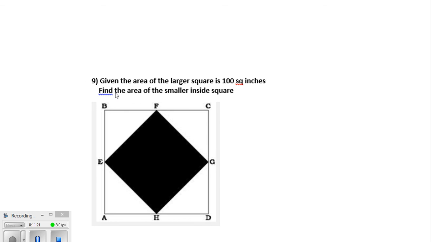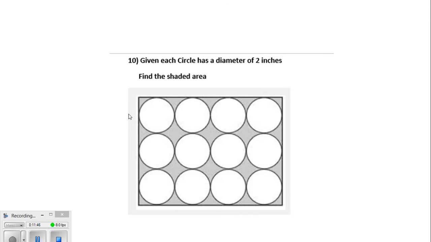Side AB is 10, BC is 10. And then, well, what about F, E, H, and G? They're midpoints. So that means the length from B to F is 5, or B to E is 5. So there you have 5 by 5, and that's a triangle. Remember, for a triangle, the area is half the base times the height.